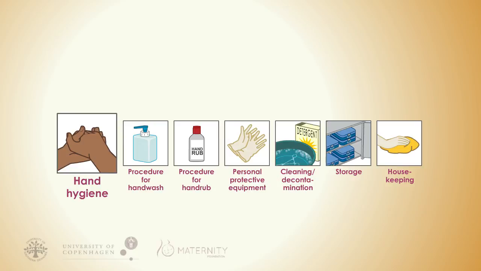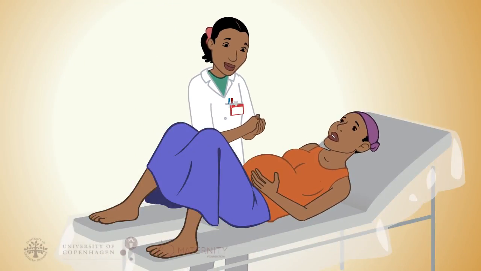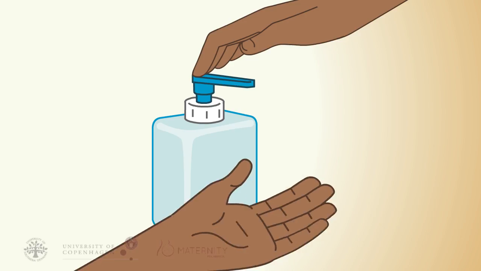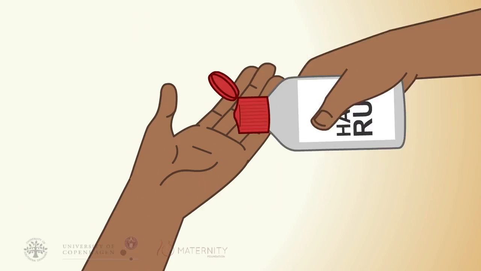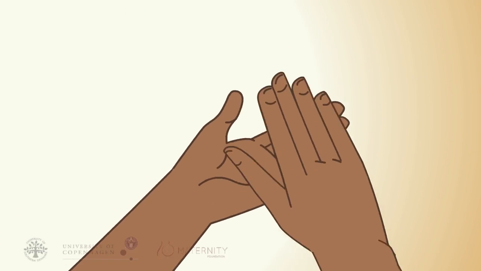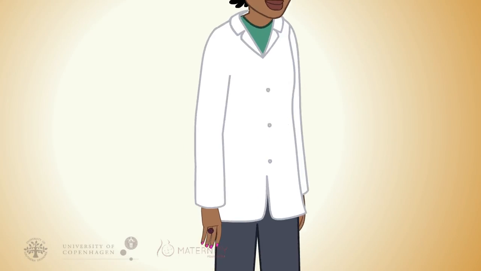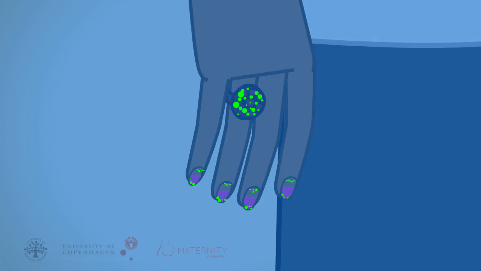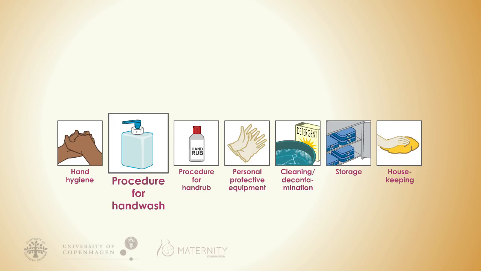Hand hygiene. Perform hand hygiene before and after every procedure, even when hands are visibly clean. Wash your hands with soap or alcohol-based hand rub. Use hand rub when hands are visibly clean, as hand rub kills more germs than hand washing. Germs can hide. Always have short fingernails and do not wear nail polish, artificial nails, rings, long sleeves, wristwatch, or bracelets.